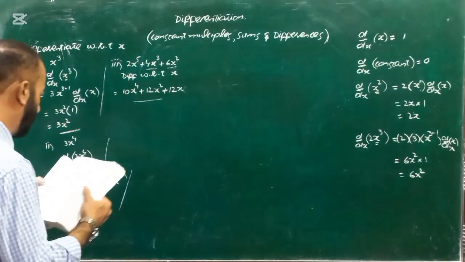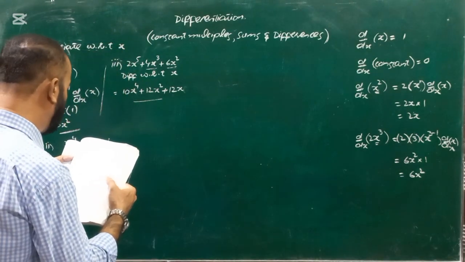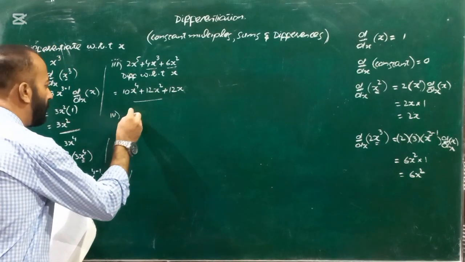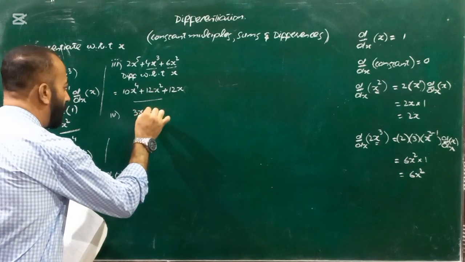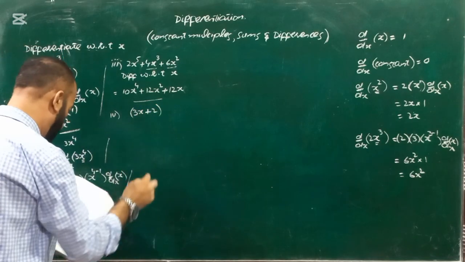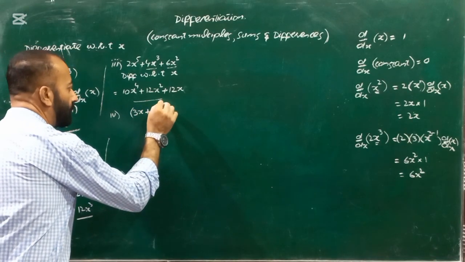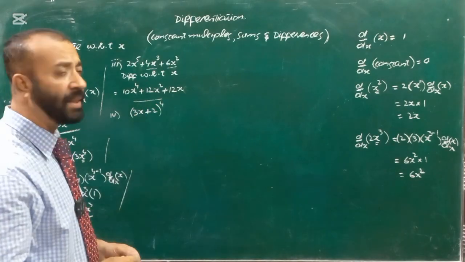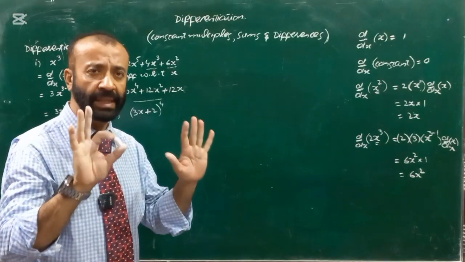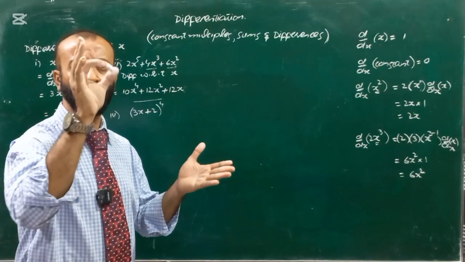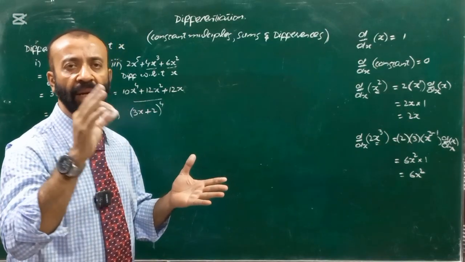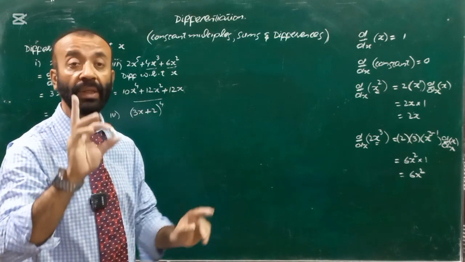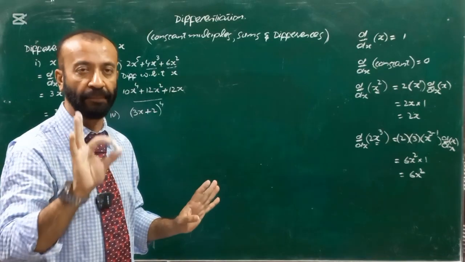So another question is here. For example, (3x plus 2) raised to the power 4. You have to concentrate here, because this is somewhat technical, but the concepts will be the same. The concepts are: power will come down, make 1 less from the power, and take the differential of the value which is having power. This is the sentence which you have to learn first.